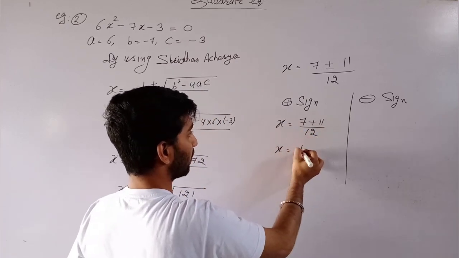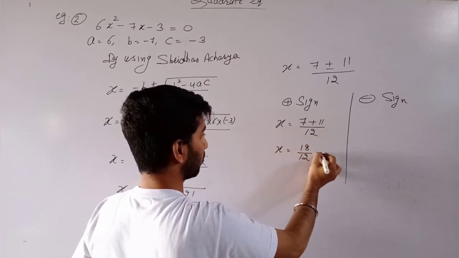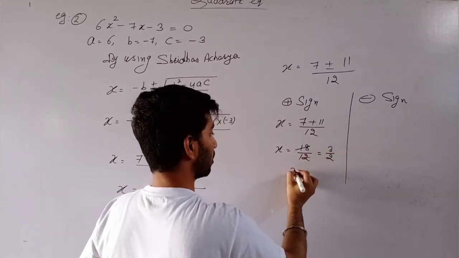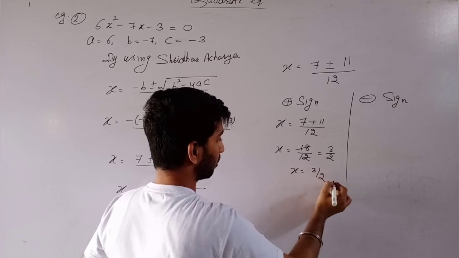x is equal to 11 plus 7, which is 18 by 12. These are cancelled by 6. 6 times 3 is 18, 6 times 2 is 12. So we get x is equal to 3 by 2.